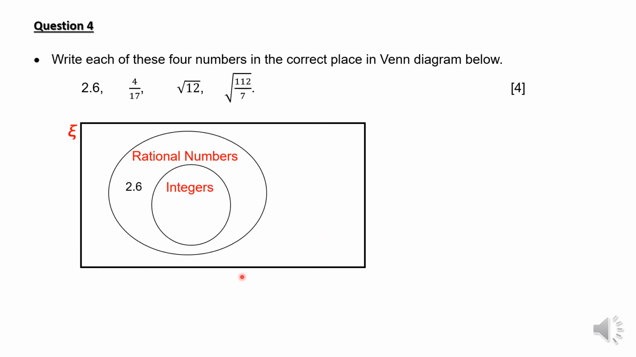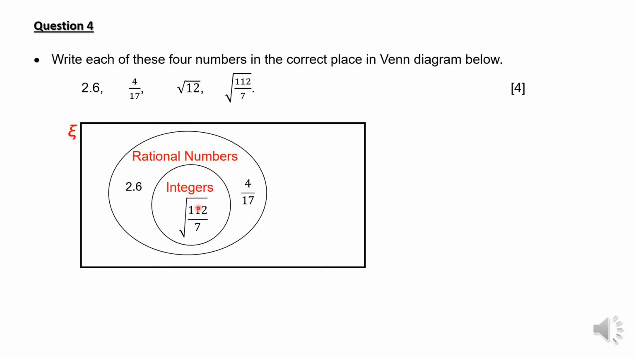So 2.6 is a rational number because it can be written as a vulgar fraction. 2.6 is 2 wholes and 6 over 10, which is 3 over 5 if you simplify it. Anything that can be written with a numerator and a denominator, as long as the denominator is not equal to 0, is a rational number. So 4 over 17 is obviously a vulgar fraction, so it is also a rational number, and it therefore comes in the same region under rational numbers.